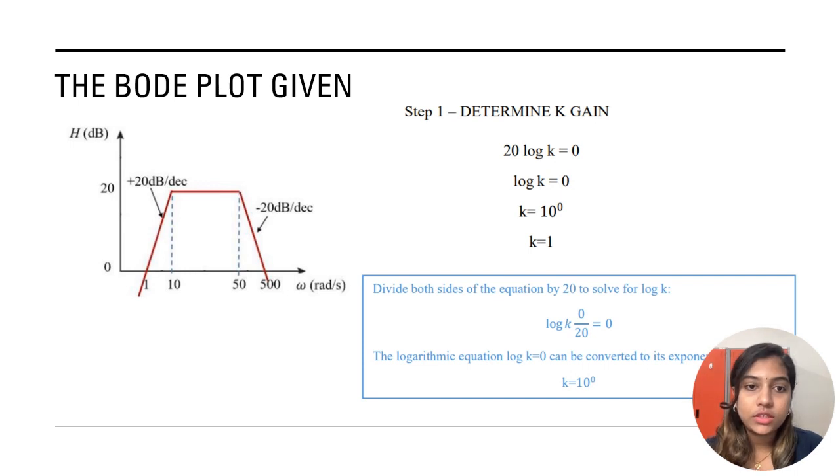As you can see, this is the bode plot given to us. So the first step is we have to determine the K gain. So 20 log K equals 0, and to determine the value of K, we need to divide both sides of the equation by 20, where we get log K equals 0 over 20, which is equal to 0. Then the logarithmic equation log K equals 0 can be converted to its exponential form, where we get K equals 10 to the power of 0, which gives us the K value equal to 1.